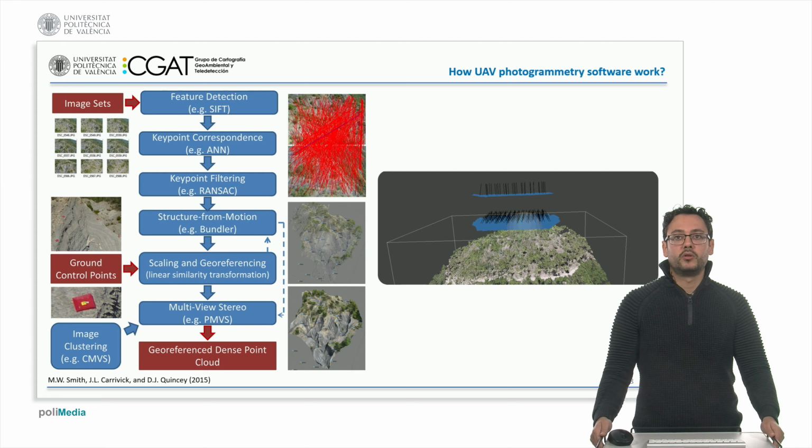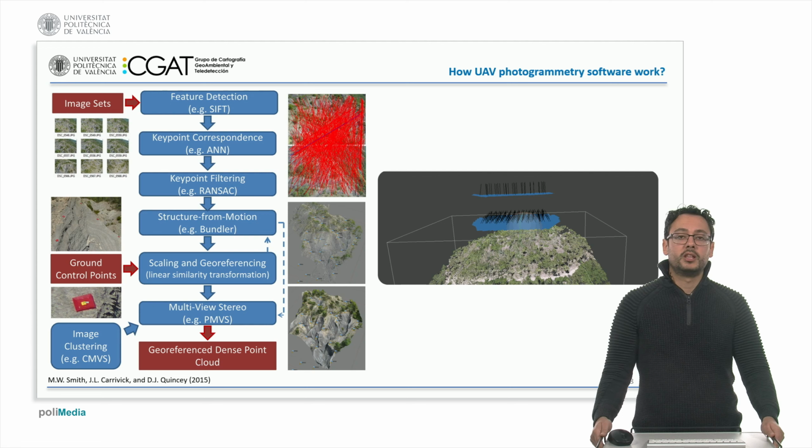Following this, the structure from motion algorithm is applied, succeeded by scaling and georeferencing to obtain a three-dimensional cloud of points. The video in this slide serves as an example of these key points. During this step, the coordinates of the ground control points taken before the flight are added, establishing a relationship between the control point and the tie points generated in the point cloud. Multi-view stereo is subsequently applied to densify the point cloud, which can be further refined through image clustering, resulting in the georeferenced dense point cloud as the final product.